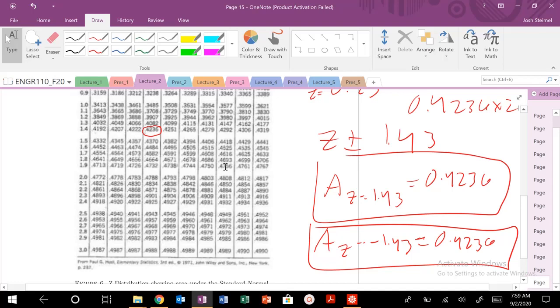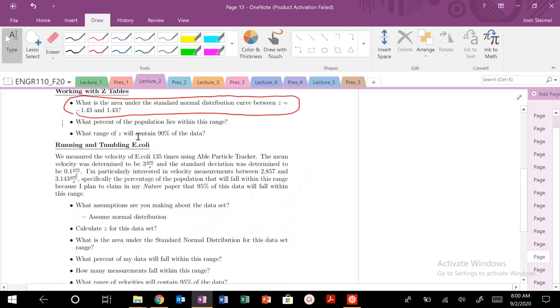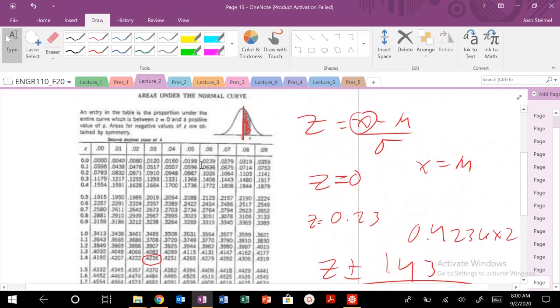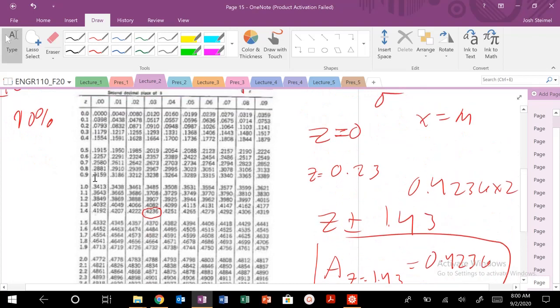Now, the last part of that problem asks, let's go up here, what range of z will contain 90% of the data? I love to ask inverse problems. So I'm looking for plus or minus z, what are those values that give me 90% of my data? Well, I know this curve is symmetric, right? So if I want 90% of my data, 90 divided by 2 is 0.45, or 0.9 divided by 2 is 0.45.